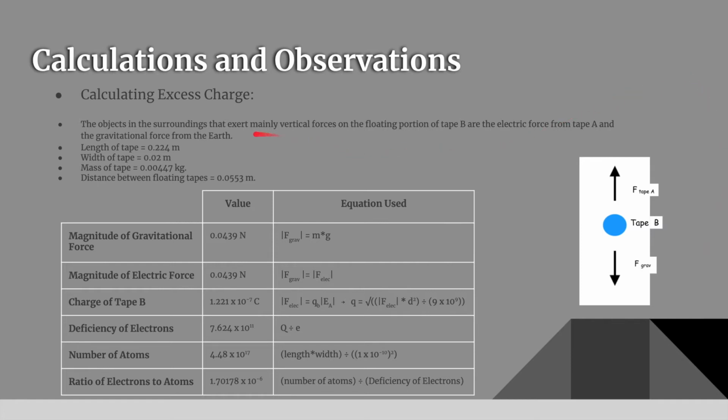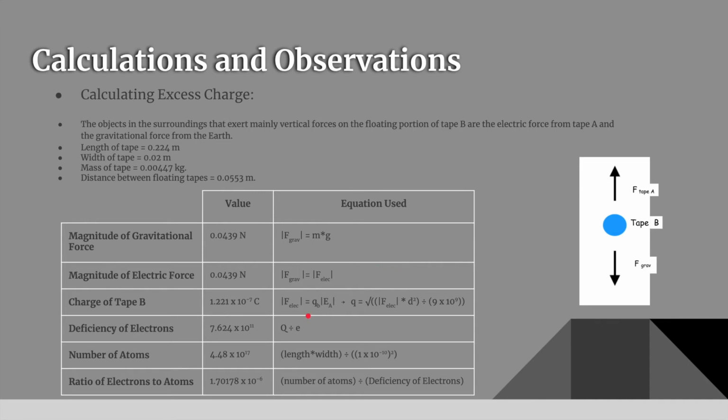Next, we have the length of the tape, the width of the tape, the mass of the tape, and the distance between the floating tapes. Finally, we have a chart showing how I actually calculated the excess positive charge. First, we have to calculate the magnitude of gravitational force. Next, from our assumptions that we made previously and the free body diagram, we know that magnitude of gravitational force and the magnitude of electric force are equal.